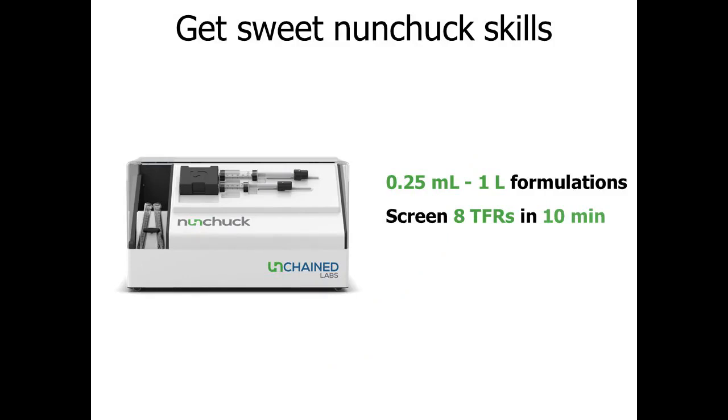Screening for different conditions for LNPs is made easy on Nunchuck. Nunchuck is Unchained Labs' versatile LNP maker. Nunchuck makes screening conditions easy with our total flow rate screening application and a wide volume range of 0.25 milliliters all the way up to 1 liter. That means that it can be used from early R&D screening to a mid-range scale up.